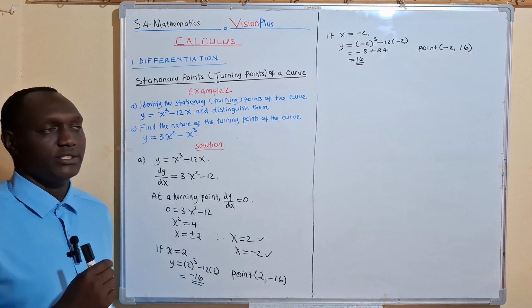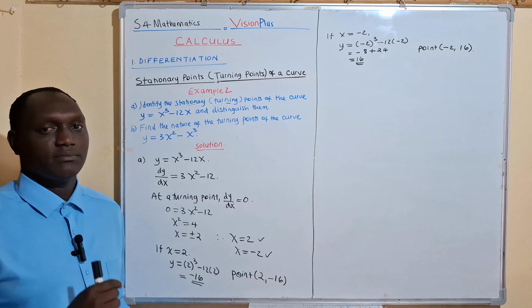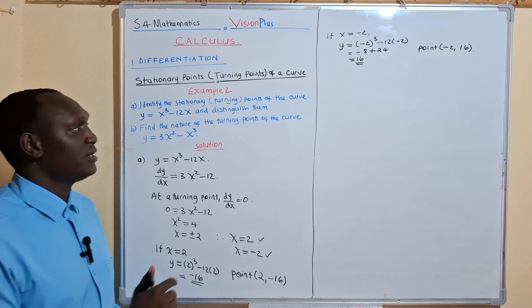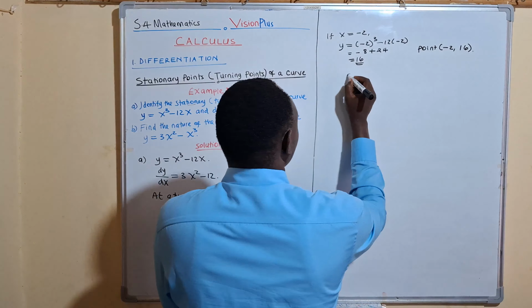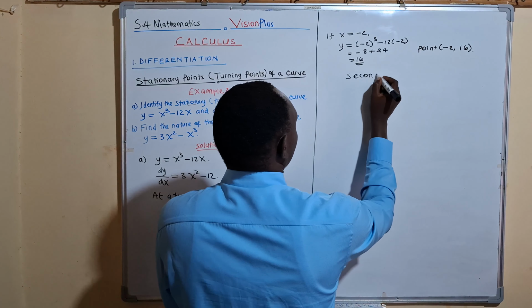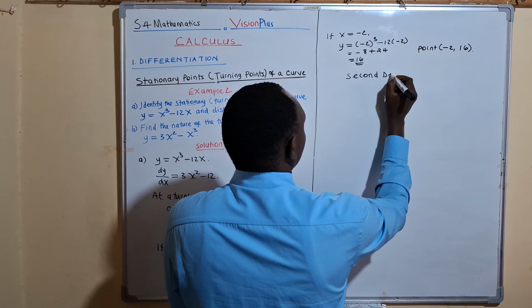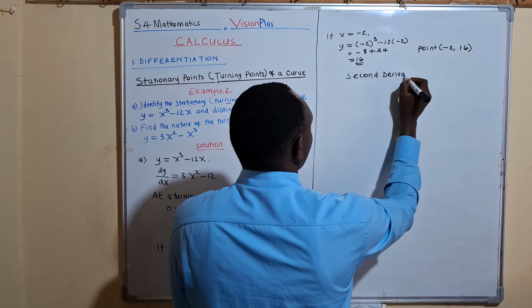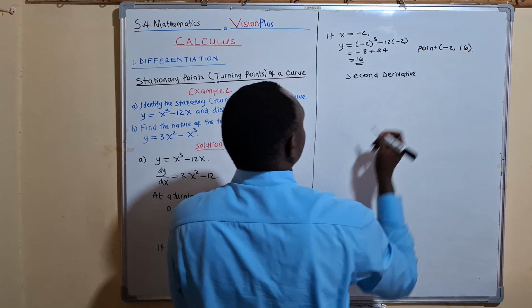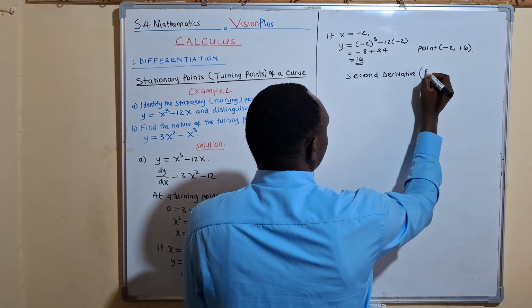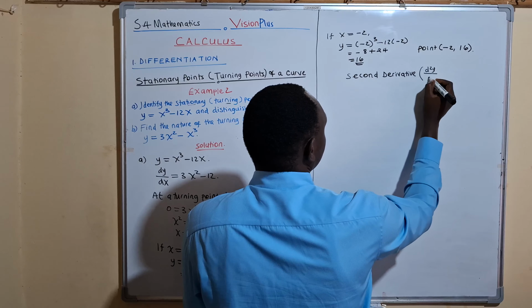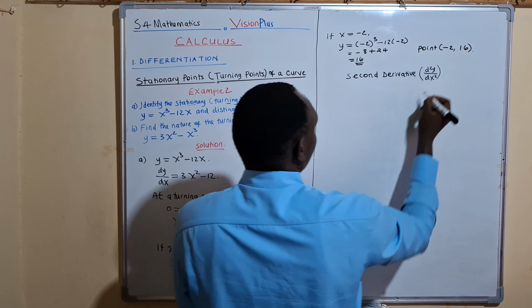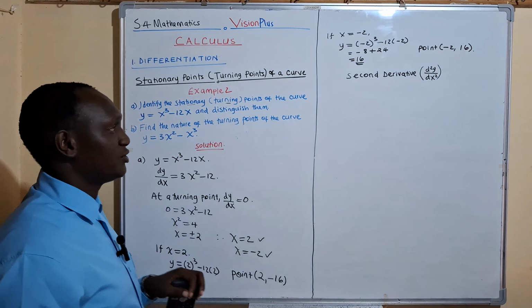So we need to distinguish. How do we distinguish between the stationary points of the curve? We use the second derivative. There is another method, but I'm not using that method. The second derivative is where we get d squared y dx squared. How do we get the second derivative?